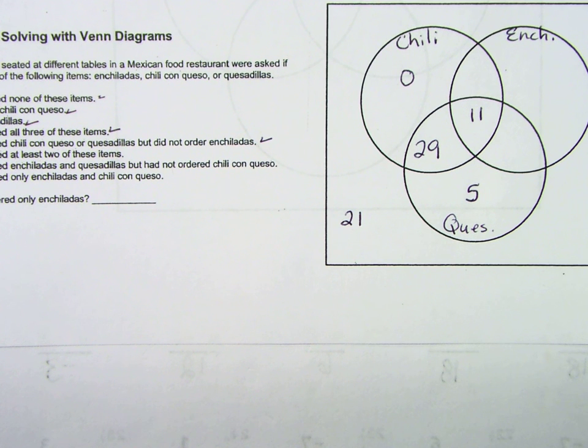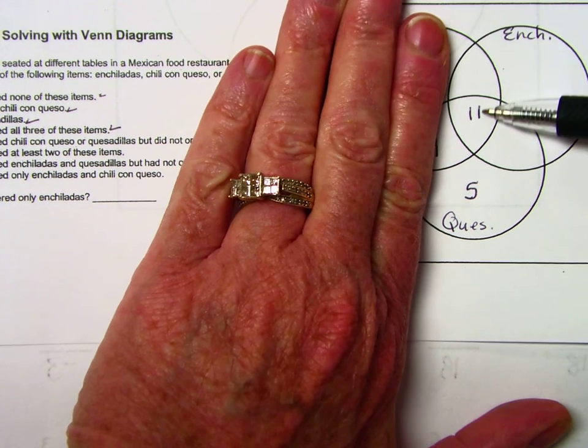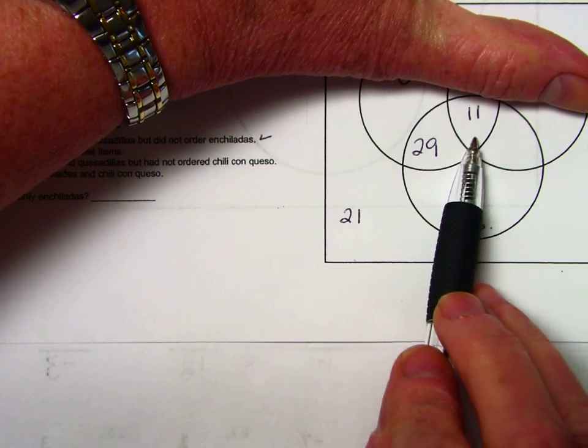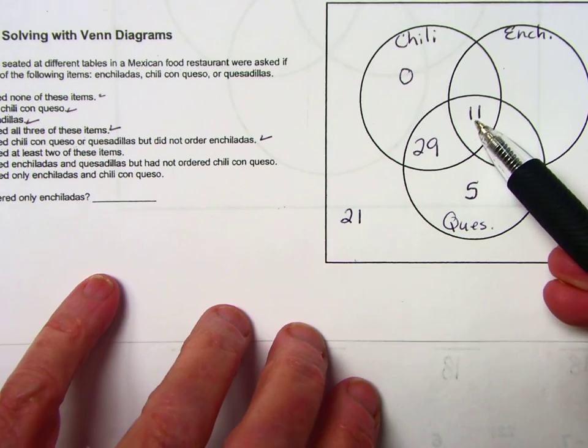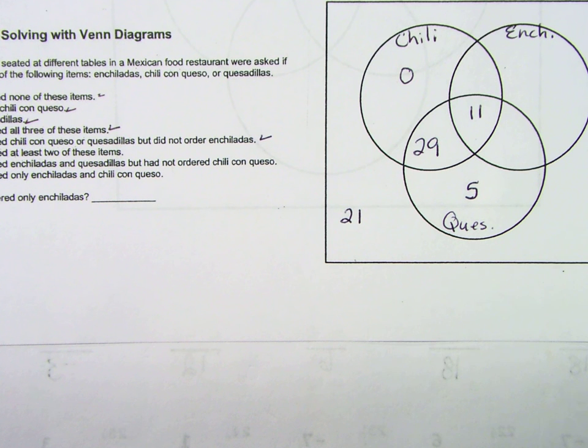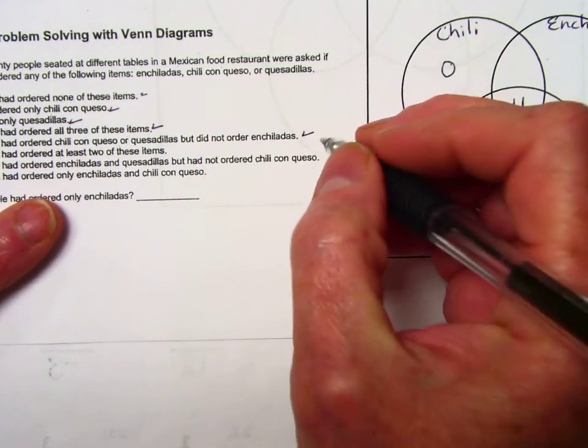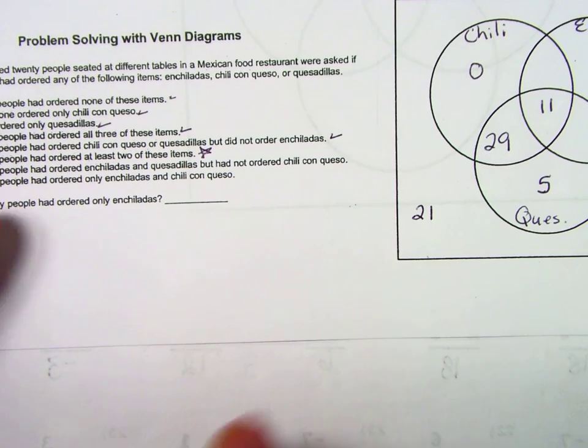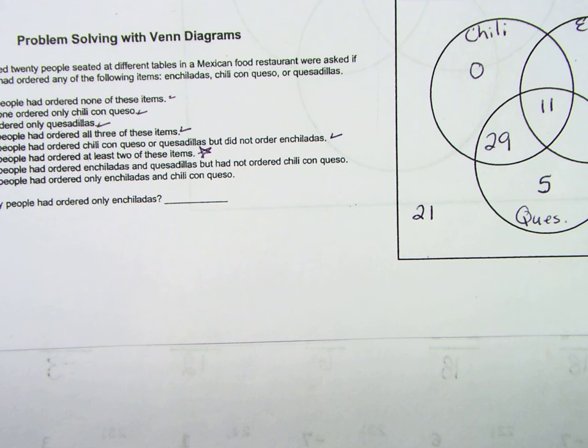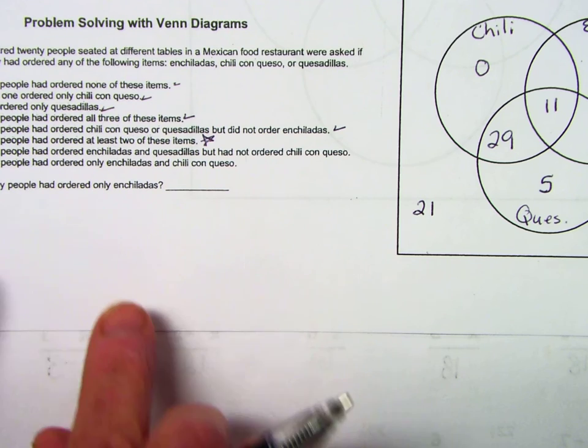79 people had ordered at least 2 of these items. Okay, that's too vague, isn't it? It's not specific. 2 items means it's either going to be these 2, these 2, these 2, and it said at least, so it could even include this. So at this point, I can't really answer that question. I don't know how to divide up that number correctly. So I'm going to put a star by it and see if I can finish this and then maybe go back and answer it later, or maybe it will get answered. I don't know. Sometimes that happens. Okay? So let's go to the next question.